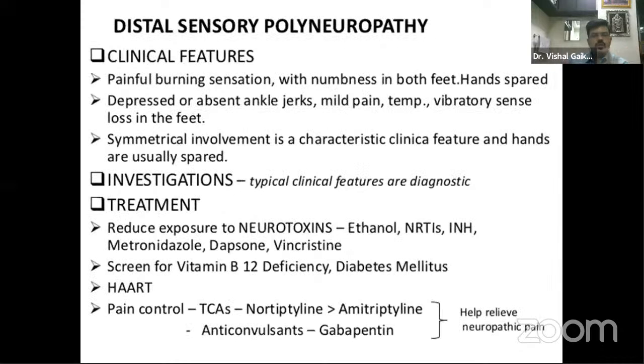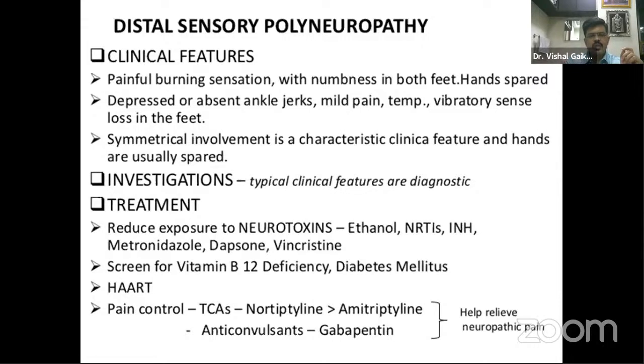In DSPN, the symptoms are typically a burning sensation and numbness, mainly involving the lower limbs, with no involvement of the upper limbs. Investigation-wise, NCV will confirm the presence of sensory involvement. Neurotoxins like NRTIs, ethanol, and INH should be removed from the treatment. You have to find other causes of sensory neuropathy like vitamin B12 deficiency and diabetes mellitus, and if they are present, you have to treat them.